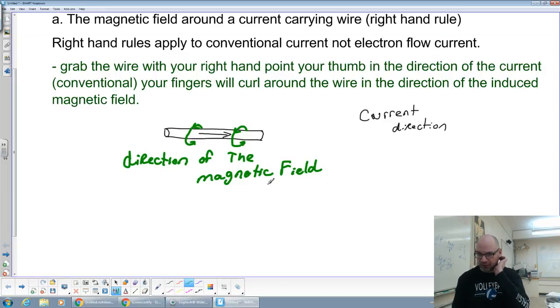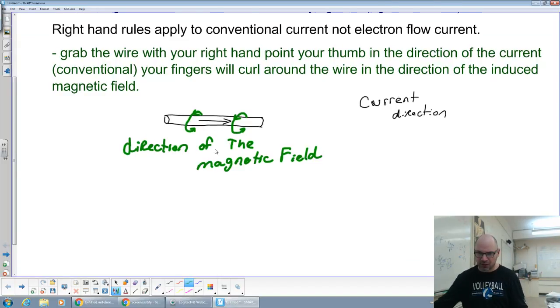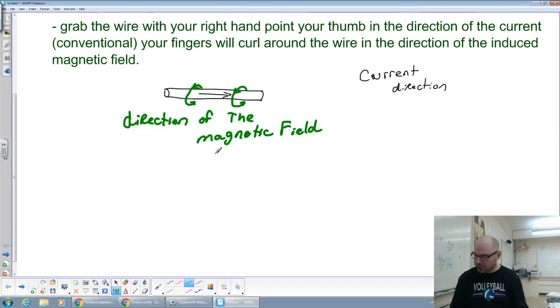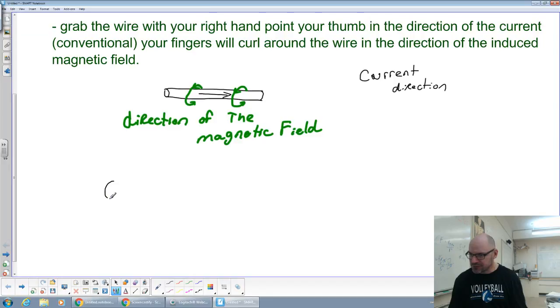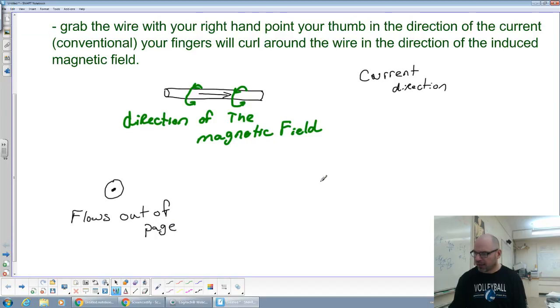Now if we look at just a two-dimensional object, if we consider this a wire here, and we put a dot in it like this, that's like the tip of an arrow. That's like flowing out of the page. And if we do an X on the back like the feathers of an arrow, we say that that's flowing into the page.